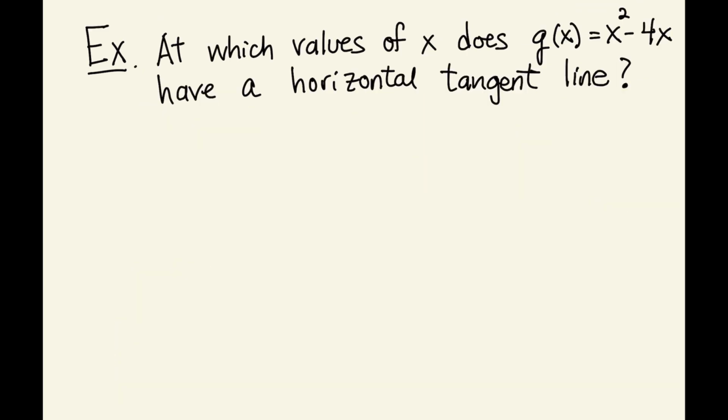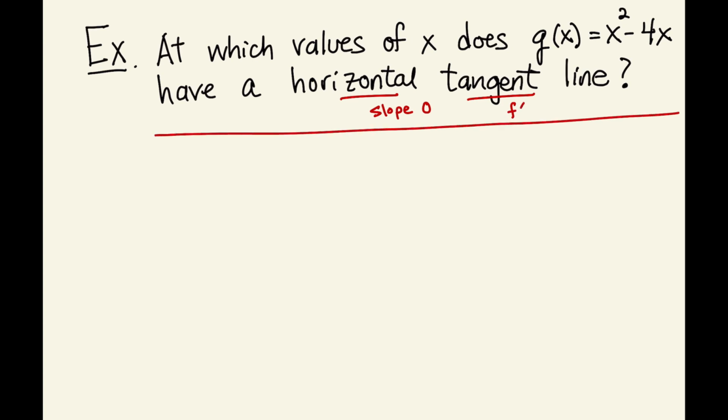In this example, we are asked to find for which values of x our function has a horizontal tangent line. We know that horizontal lines have slope 0, and the slope of a tangent line is given by the derivative. So what we really have to do is figure out where the derivative of this function is 0. That means the slope of the tangent line for that x value is 0, and we have a horizontal tangent line. So let's do that. I'm going to take the derivative.